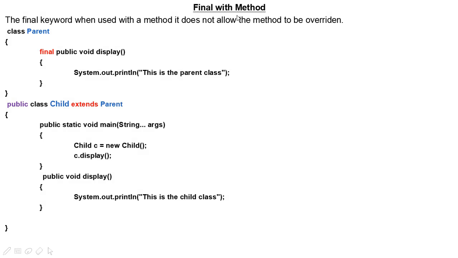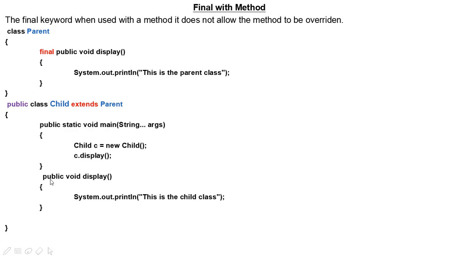Now final with a method. So one context that we have covered is final with a class. Now we move on to another context in Java which says final can be used with a method. So the final keyword when used with a method does not allow a method to be overridden, which means that if a parent class has a final method and a child class extends that parent class, so that method is available to the child class.